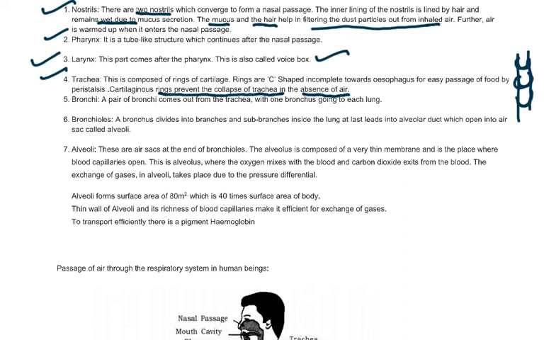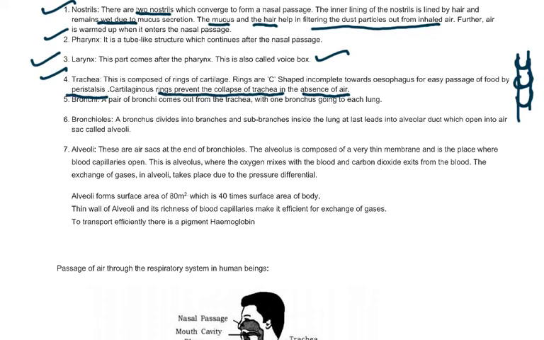Now, why is it C-shaped? It is incomplete on its posterior side. I have told you that on the posterior side the food pipe is running. So at the back of the trachea there is a food pipe. In the food pipe, the food is moving by the movement of peristalsis. When this peristalsis is taking place, the food pipe has to expand and contract.